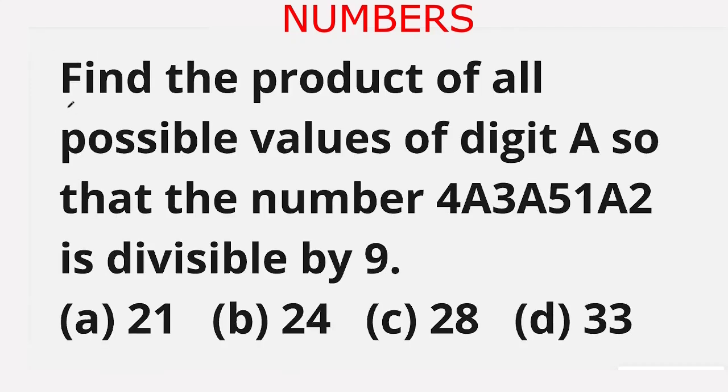Our question is, find the product of all possible values of digit A so that the number 4A3A51A2 is divisible by 9. The given options are option A 21, option B 24, option C 28, option D 33.